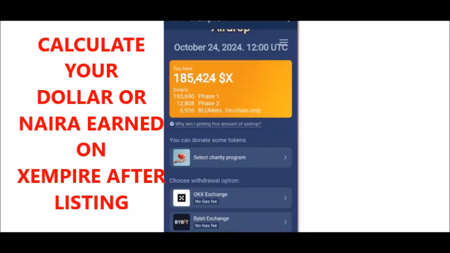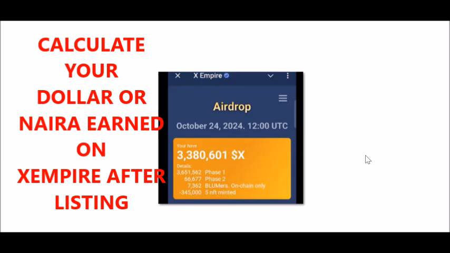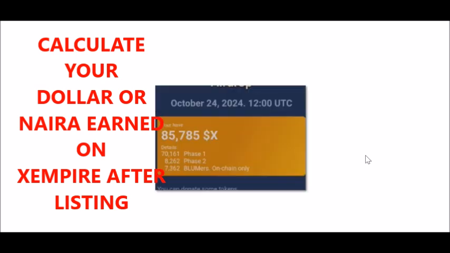How to calculate your Xempire listing value when they list. How do you determine what you are going to earn in dollars or in naira from Xempire based on the allocation that you have? That is what I am showing you in this video. Now, Xempire have given out allocation, and they've given out an exchange that you can use to deposit your funds.